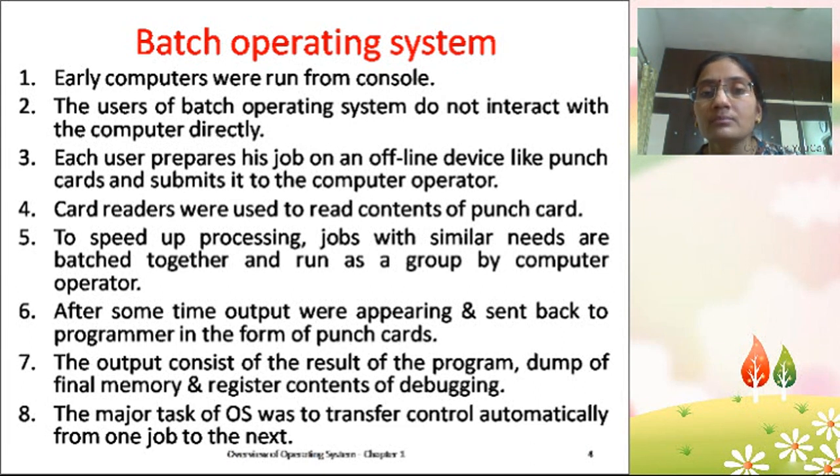After some time, the output would appear and be sent back to the programmer in the form of punch cards. Again, when the job execution was completed, the output would be stored onto punch cards, and those punch cards would be issued to the programmer. The output consists of the result of the program, a dump of the final memory, and register contents for debugging. The major task of the OS was to transfer the control automatically from one job to the next job.